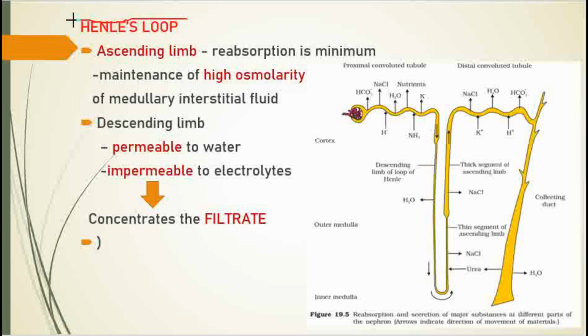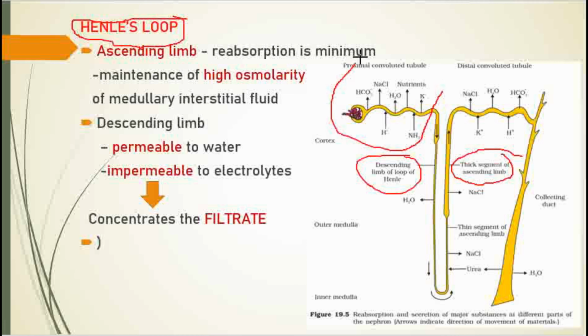You can refer to my previous videos. We have the two limbs: the descending limb of the loop of Henle you can see here, and also a thick segment of the ascending limb you can see here. So what happens here? In the proximal convoluted tubule there is secretion and reabsorption. Next the filtrate comes here.